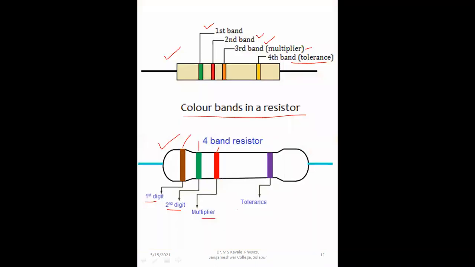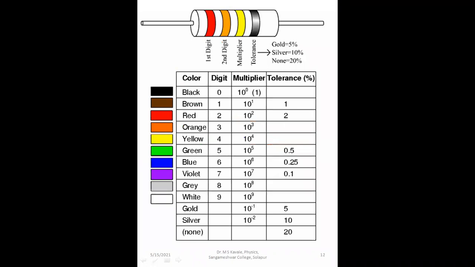And in case of tolerance, if we have a gold or a silver band on the body of the resistor, then we can find out the tolerance. The next, once again, the same: for black color, the digit is 0, whose multiplier is 10 raised to 0, which is 1. Then for brown, digit is 1, 10 raised to 1. For red, 2, 10 raised to 2. For orange, 3, 10 raised to 3. For yellow, 4, 10 raised to 4. Green, 5, 10 raised to 5, and so on.